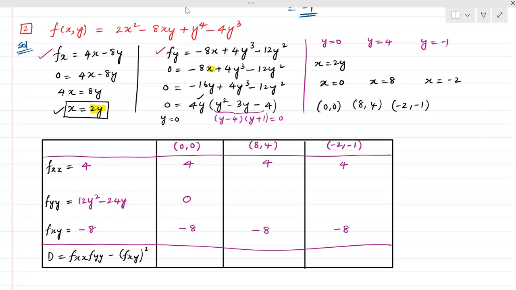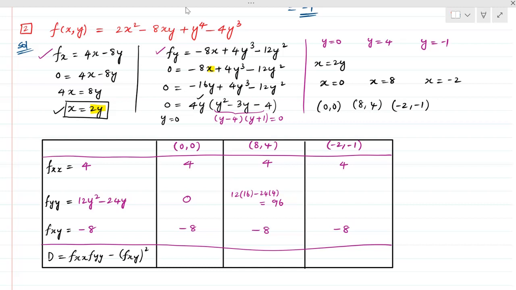When you substitute the y value, you have to substitute it here. So when you substitute the 4, it becomes 16 into 4. That is 12 into 16 minus 24 into 4. So the value will be 96. Check your answer. Now here you have to substitute only y. There is no x term here.